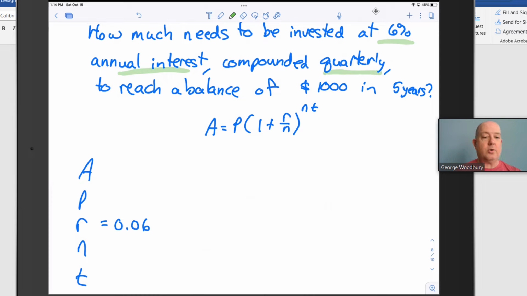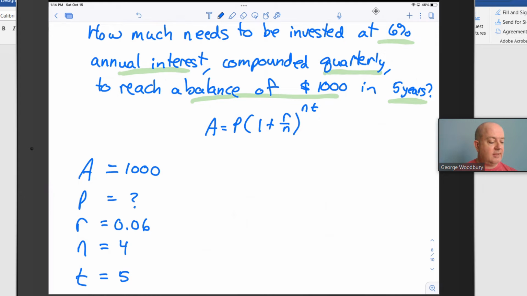Compounded quarterly, that's my value of N. This is being compounded 4 times per year, each quarter of the year. To reach a balance of $1,000, the balance is A. In 5 years, that is T. And what we don't know is the value of P.